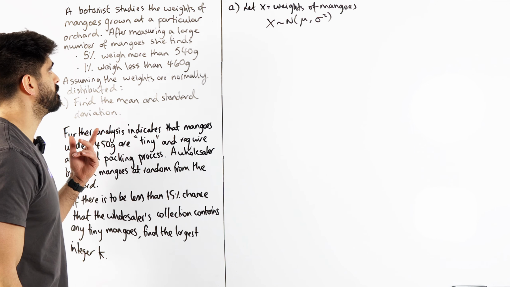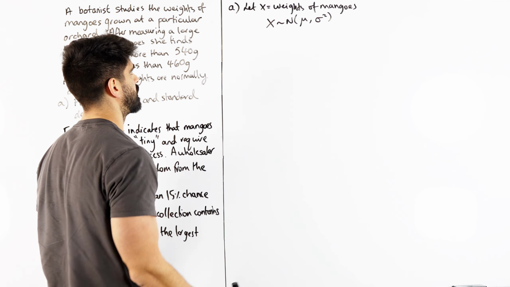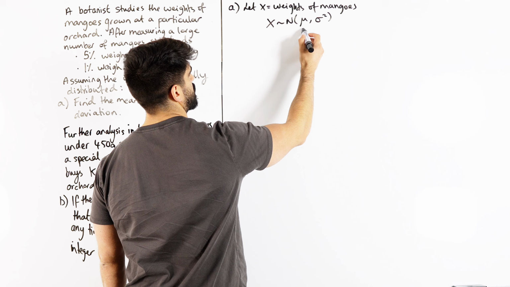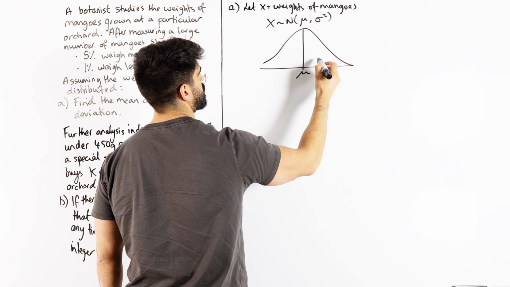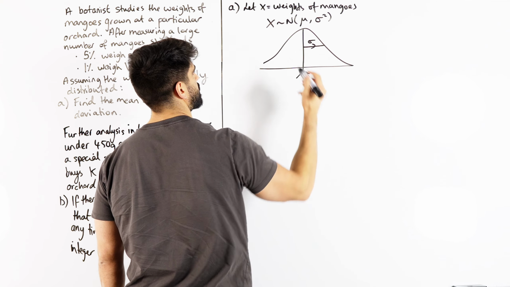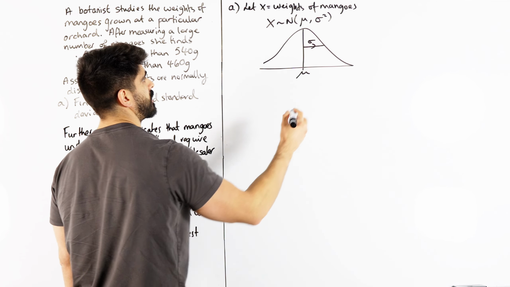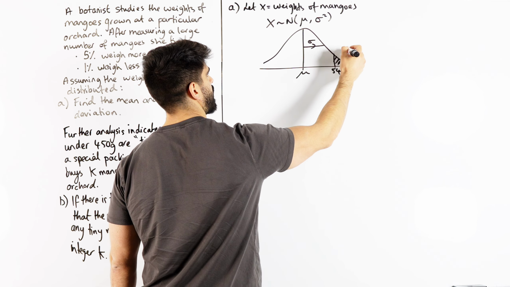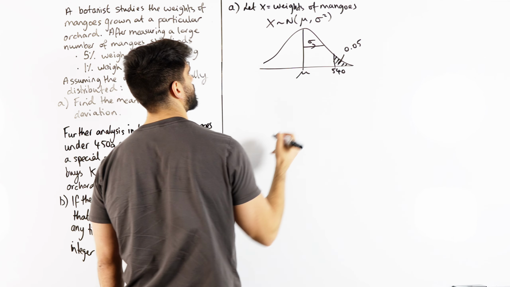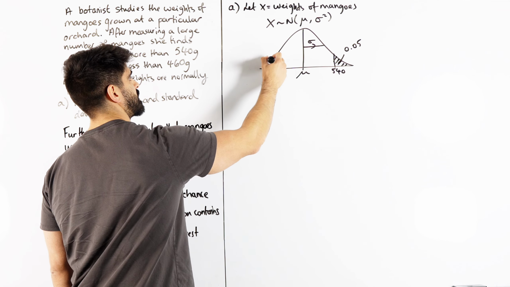Now 5% weigh more than 540 grams. So if I was to draw a normal distribution here, we have mu and sigma. 5% being more than 540, so 540 is over here. More than that is 0.05. And then 1% is less than 460.